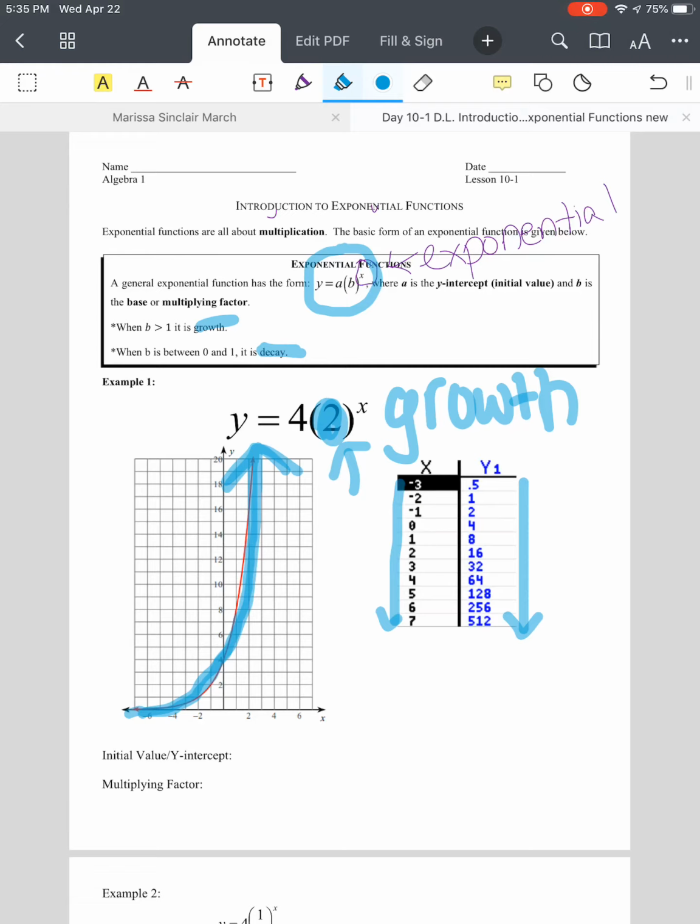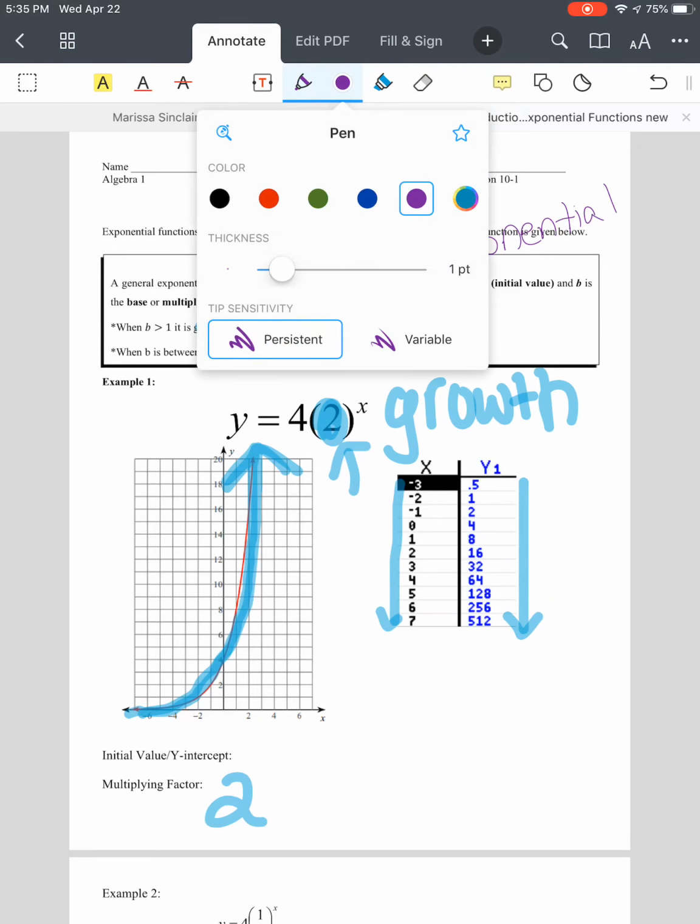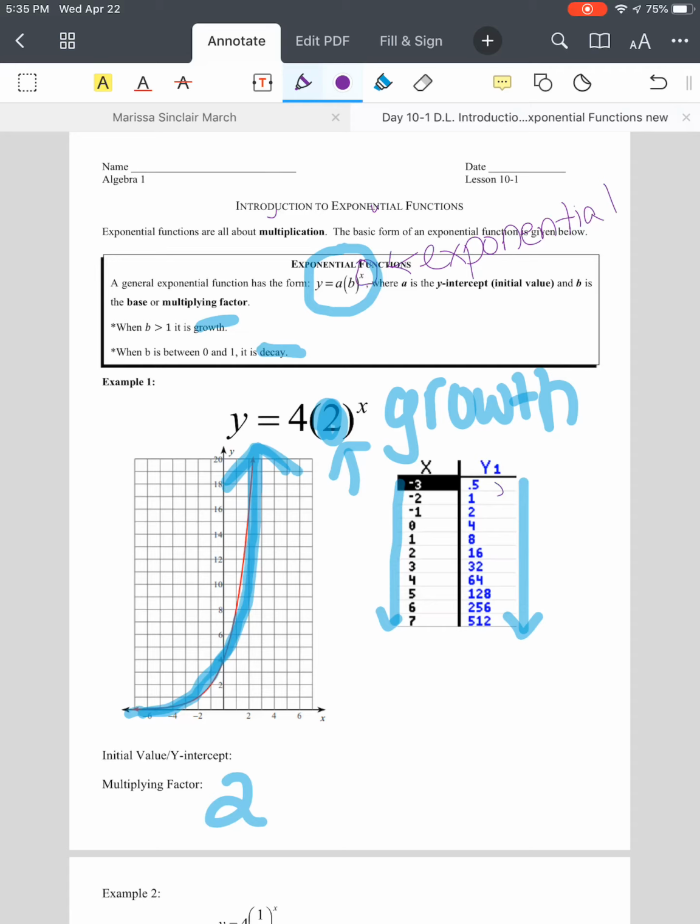And knowing that it's growth goes right along with what the multiplying factor is. The multiplying factor is just the number in the parentheses. So the multiplying factor is 2. What that means is if I look at my y's, how do I get from 0.5 to 1? Multiply by 2. Or 1 to 2. 2 to 4. 4 to 8. 4 times 2 is 8. 8 times 2 is 16. 16 times 2 is 32. 32 times 2 is 64. 64 times 2 is 128. That's why we say the multiplying factor is 2. I'm multiplying by 2 every time to get to the next y.